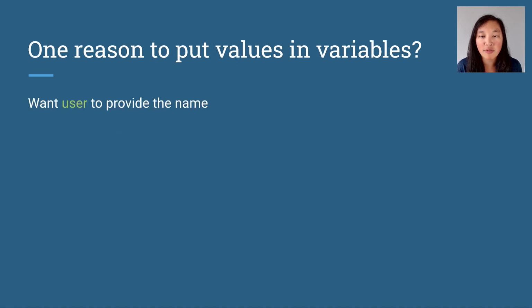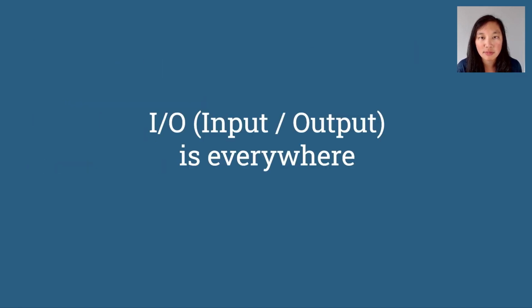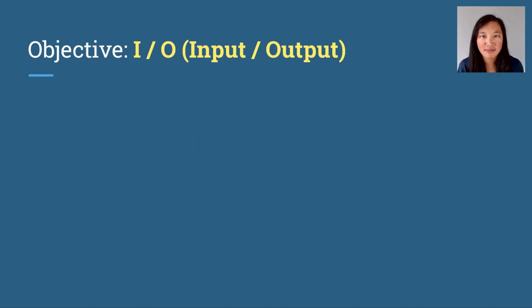One reason to put values in variables is that we can have the user provide the name. And then we can save that user provided input into the variable. But how do we get that user provided input? So that's where input-output is going to come in, and it's actually in a lot of places. So what is I/O? Today we'll go over what I/O is, why it's important, and look at some examples.